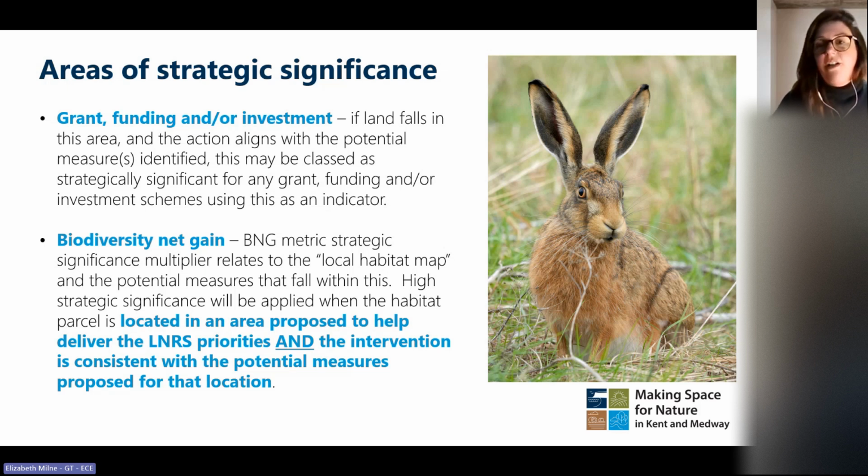So hopefully it's clear that, whilst biodiversity net gain as a general approach is good, it will be a lot more meaningful in terms of what's required for nature recovery if the gains are not only situated where they are most needed, but also delivering the action required. So rather than it being a planning tick box exercise, it really is targeting the action needed and where that action is needed. So as a result, what the metric does is the high strategic significance is applied when the habitat parcel of the gain is located in an area proposed to help deliver the local nature recovery strategy priorities, and the intervention that is being proposed for that parcel is consistent with the potential measures proposed for that location. And I'll come into a bit more detail of how you would view this on the map shortly.